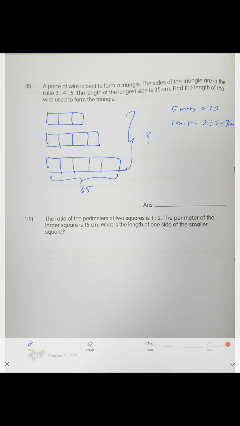And our total is 3 plus 4 plus 5, which is 12 units. 12 units is 7 times 12, 84 centimeters. That's your answer. The length of the wire used to form the triangle is 84 centimeters. Okay. All right. Next problem.